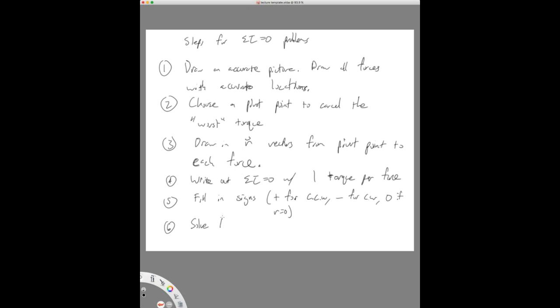Then we solve for the unknown. We use a table if it is complicated. So that is, if we've got probably more than 2 torques, you should probably make a table. You don't have to, but I find I make fewer mistakes if I do that.